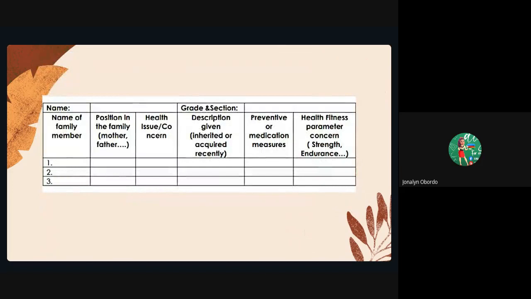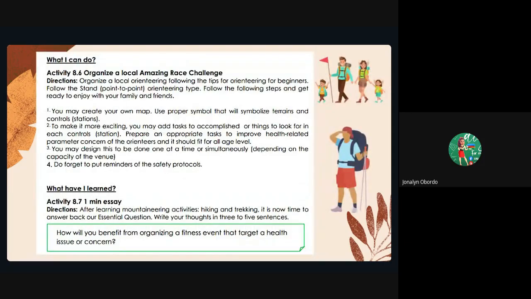Halimbawa, dito sa ginawa niyong interview, si tatay, ang health fitness parameter concern niya ay endurance. So, anong activity na kayang sumagot sa endurance na concern ni tatay ang pwede mong gawin? Okay? So, pwedeng, o sige, halimbawa, flexibility ang pinakamadali. O sige, endurance na lang, katatagan. Push up ba ng 10? Or strength? Strength na lang. Kasi actually, kung 10 lang, hindi naman talaga totally mame-measure ang endurance, di ba?